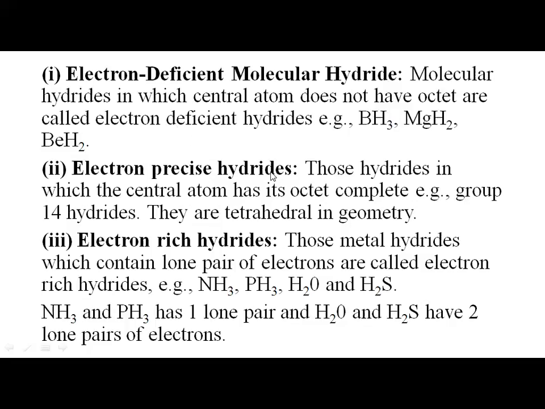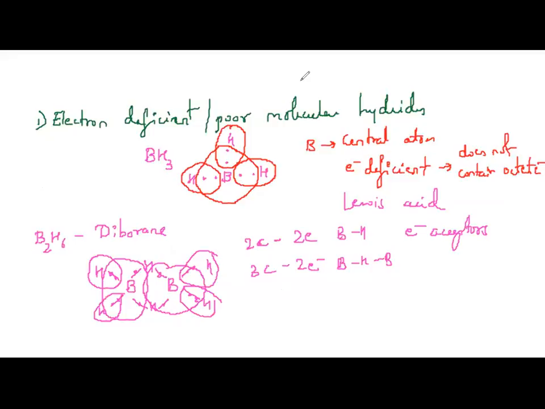Next, electron precise hydrides. Precise means what? Yes, they have a complete octet. Those hydrides in which the central atom has its octet complete are called electron precise molecular hydrides.